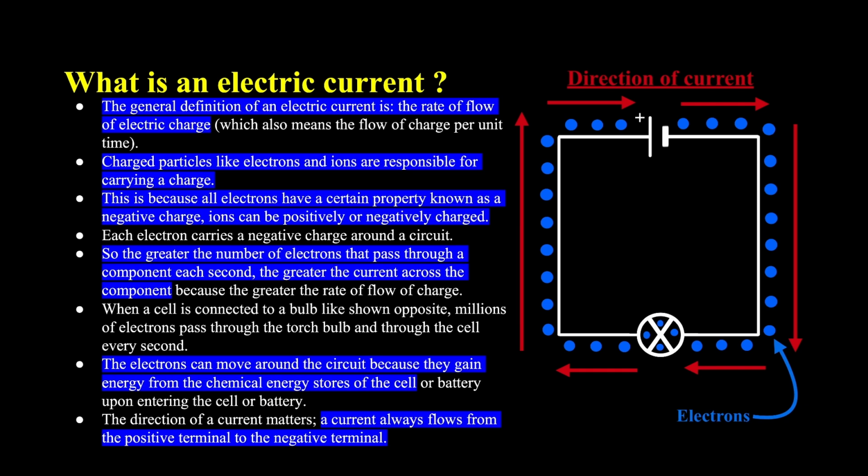The direction of a current matters. A current always flows from the positive terminal to the negative terminal. Though it appears to be moving from negative to positive, always consider the direction at the cell or battery itself, as can be seen in this diagram.